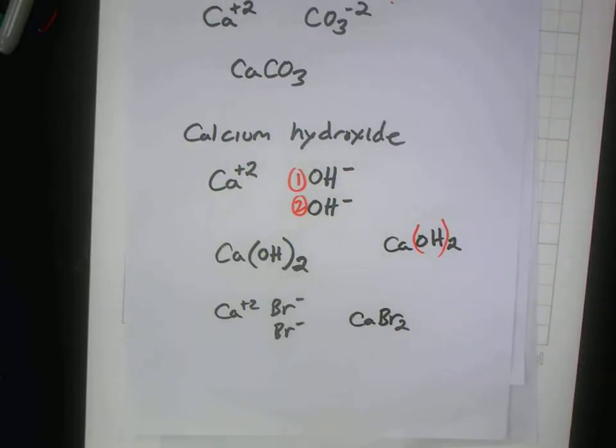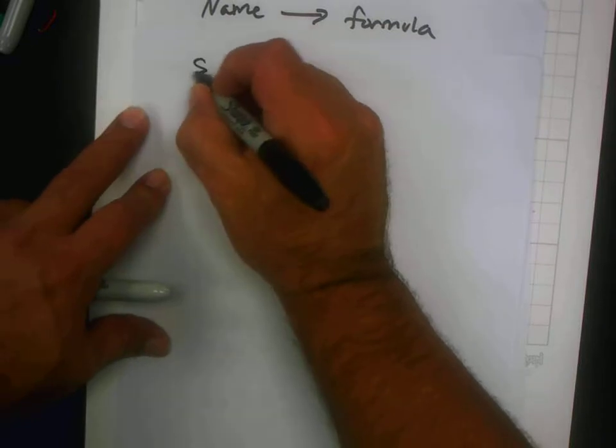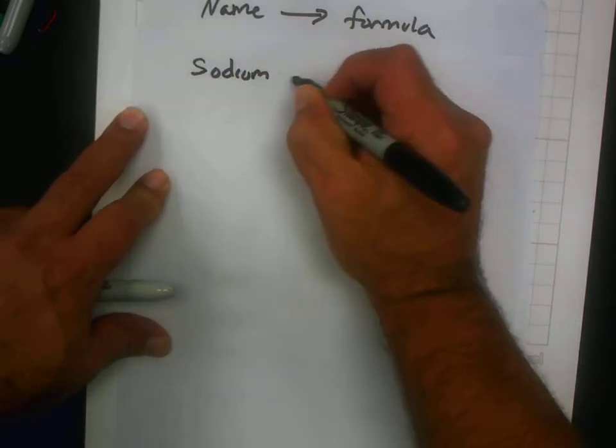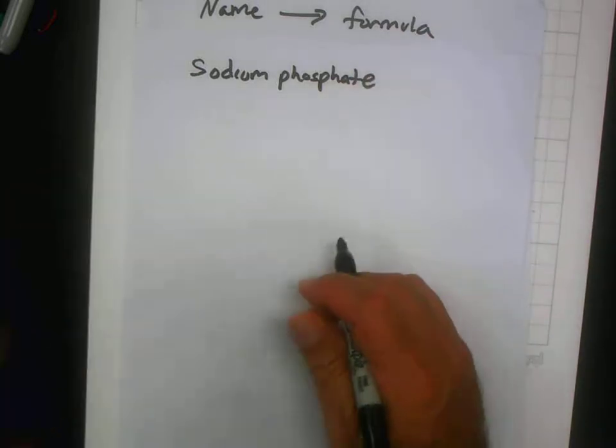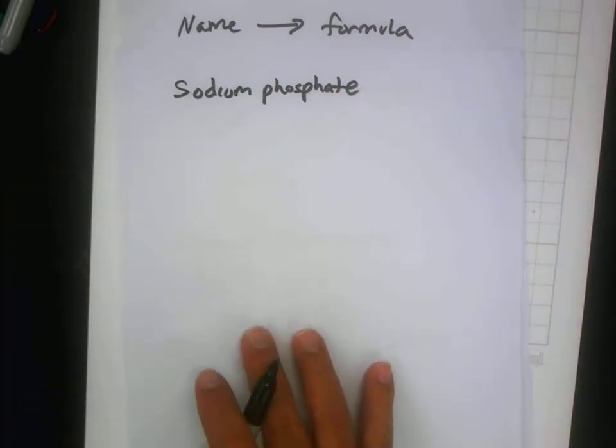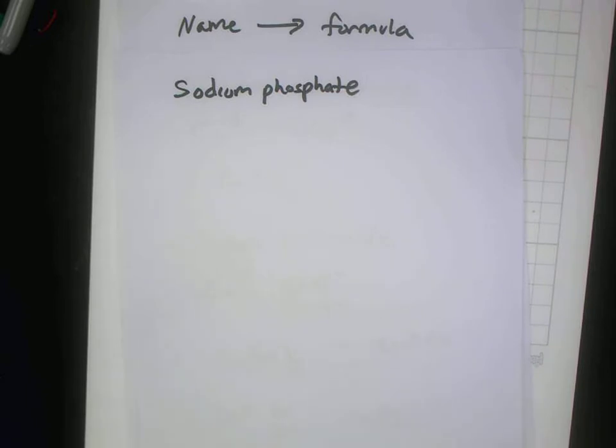Any questions so far? I'm going to do one more example on that one. Let's say that you ended up with, you want to do sodium phosphate. Okay. How do you do this one?